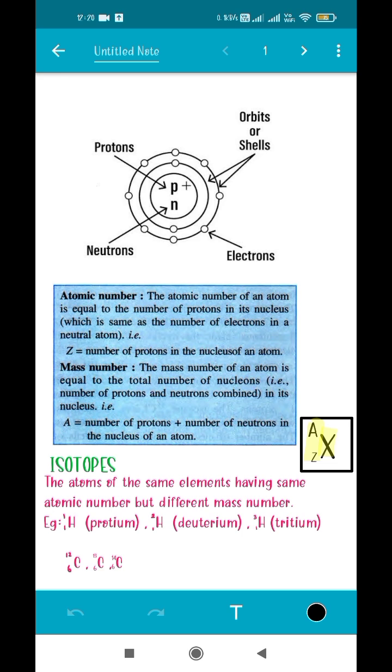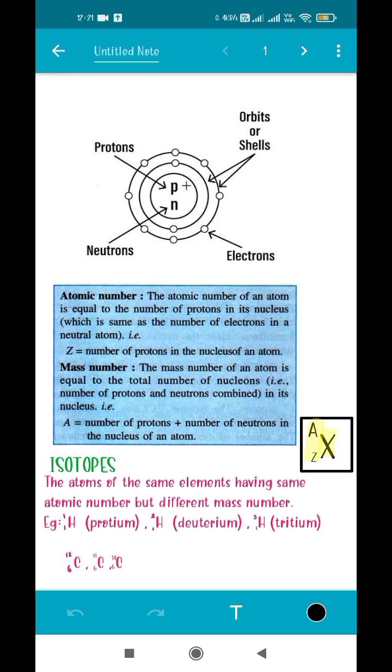Now what are isotopes? You have studied about this in chemistry. Let's just revise it once again. Isotopes are atoms of the same element having the same atomic number, but the mass numbers are different. There are many elements which contain isotopes, for example hydrogen, carbon, chlorine. In case of hydrogen, you can see protium, deuterium and tritium. In all the cases, the atomic number at the bottom is the same, it is 1, but the mass number is changing. For protium the mass number is 1, for deuterium it is 2, for tritium it is 3.